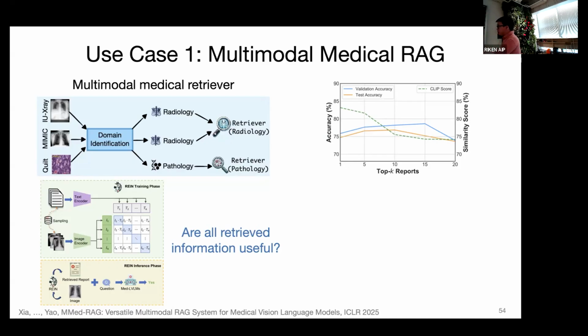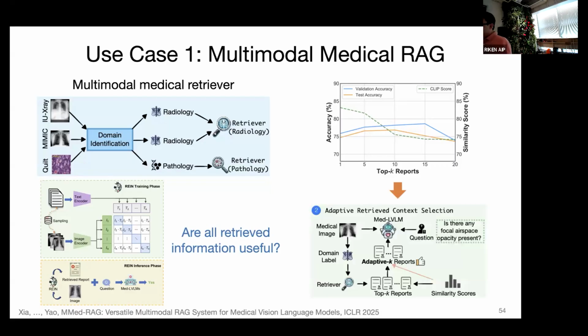And basically the CLIP scores of the target image's relationship with the retrieved information will definitely decrease as we retrieve more top K reports. So we apply a very simple way to handle this: we do some adaptive retrieved context selection.